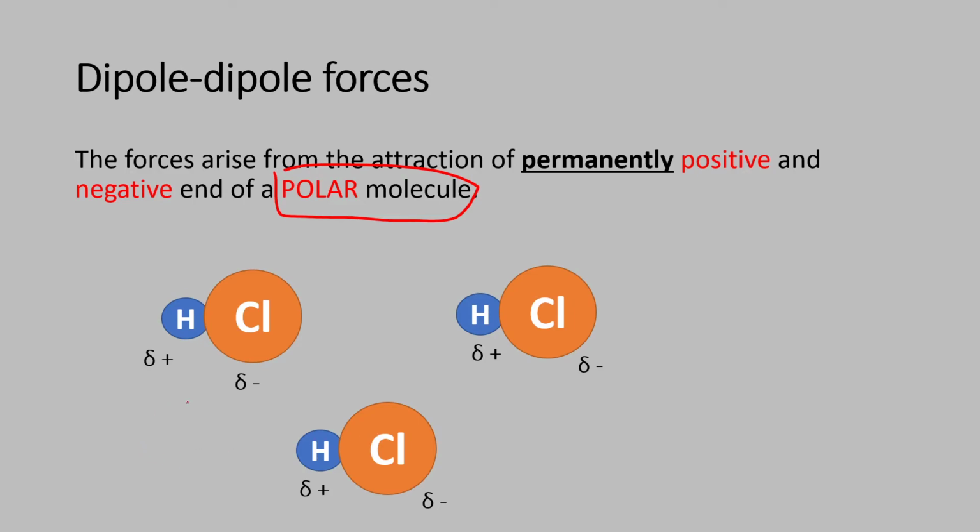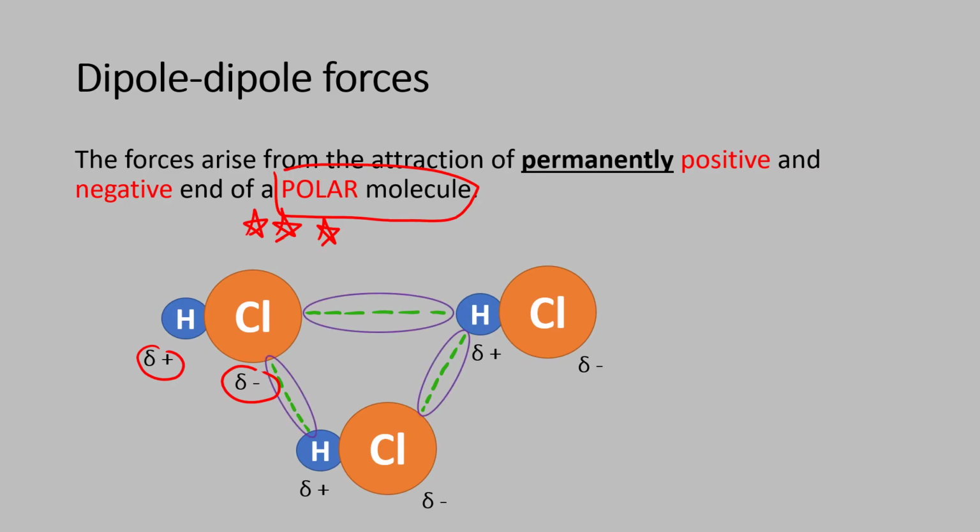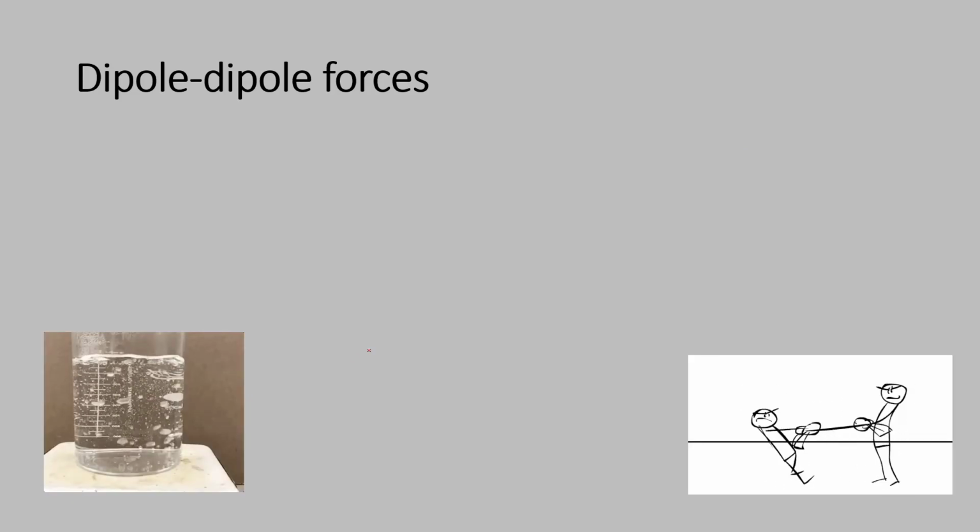Where in polar molecules, the electrons are pulled more towards the electronegative atom. So you have a partially negative charge and a partially positive charge. And as you know, positive and negative attract each other. So negative attracts to positive, and likewise positive attracts to negative. So these are dipole-dipole forces. Just remember, only polar molecules can have dipole-dipole forces. If it is non-polar, it cannot have dipole-dipole forces.